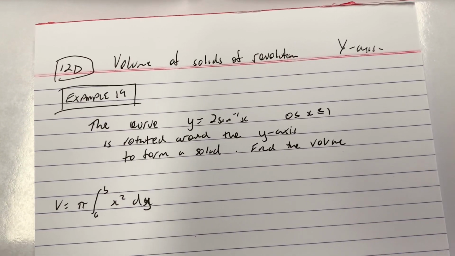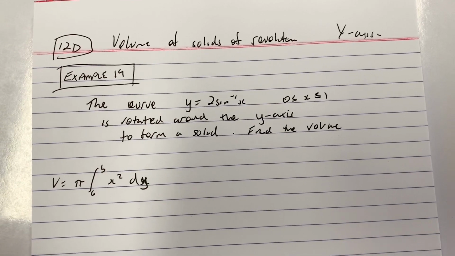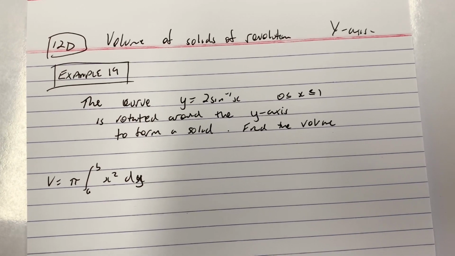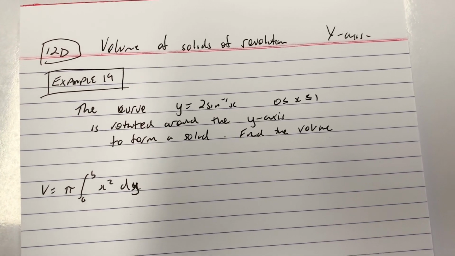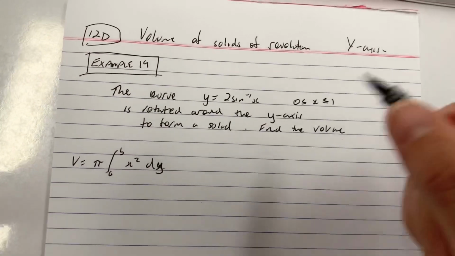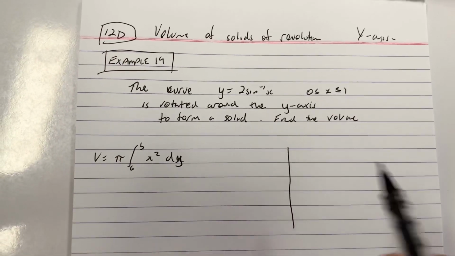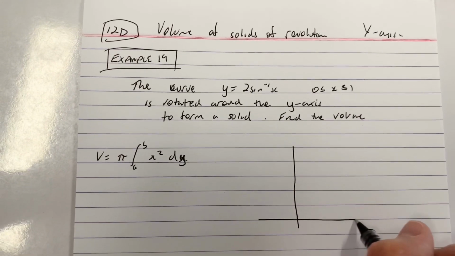So 12D, volumes of solids of revolution, the y-axis, example 19. The curve, now it's an inverse trig, is rotated around the y-axis to form a solid. Find the volume of the solid. I've got my rule off my rule sheet for going around the y-axis.